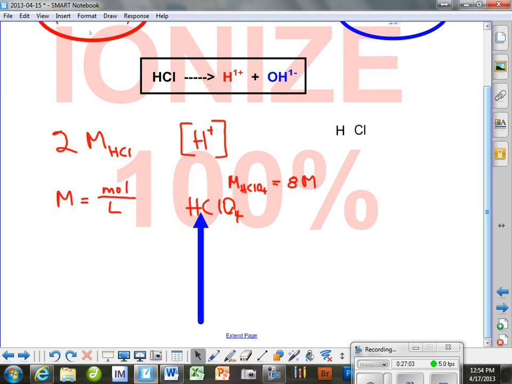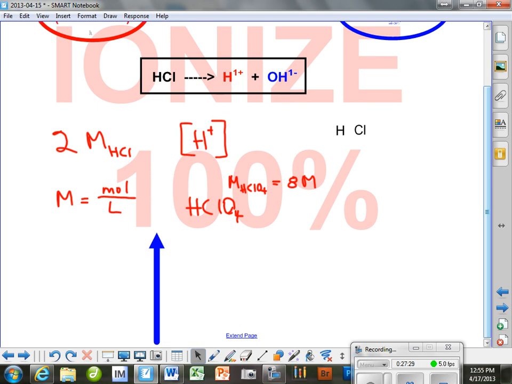Now, because this is a strong acid, how much of this is left in the water? None. All gone. Disappeared, to become the ClO4, the perchlorate ion, and the hydronium ion after it hits the water. But hydrogen ions for right now will suffice.